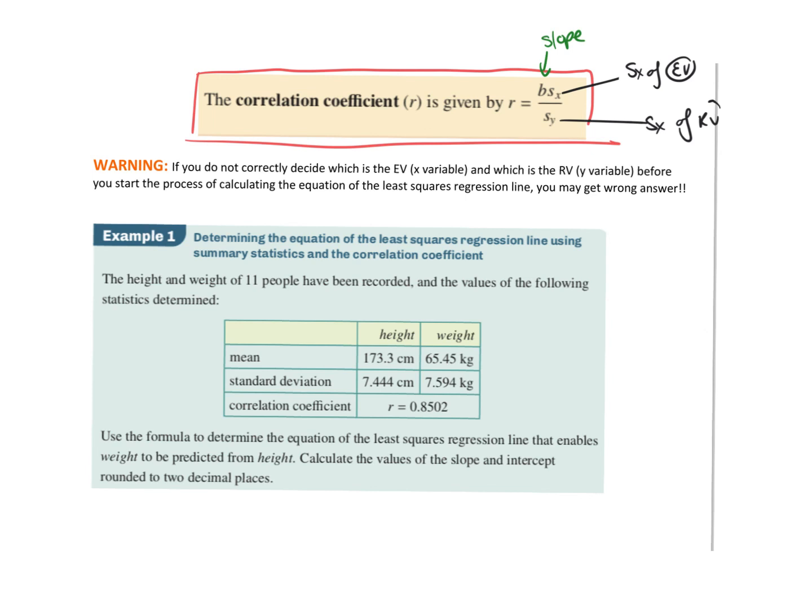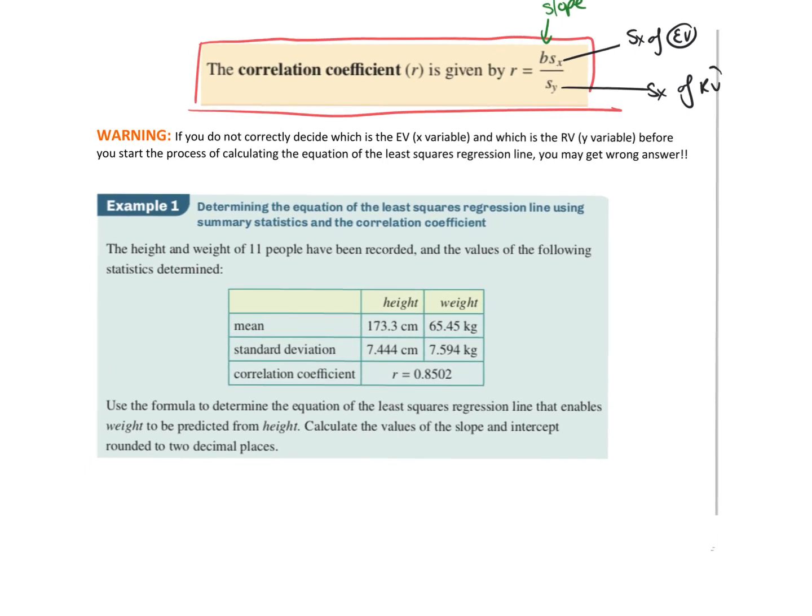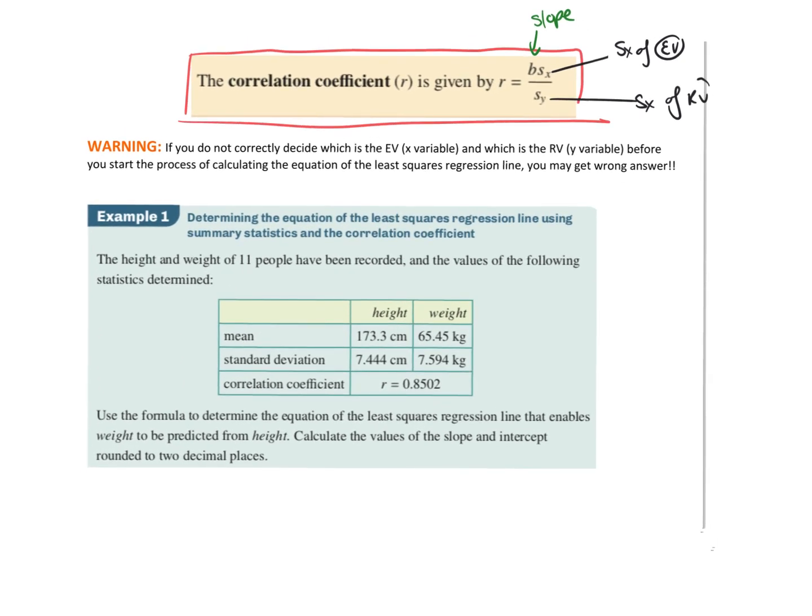All right, so let's go through this question here. It says, the height and weight of 11 people have been recorded and the values of the following statistics are determined. It says use the formula to determine the equation of the least squares line. So they want the A plus BX, okay? And it says that enables weight to be predicted. So when I say weight to be predicted, I know weight must be my RV.